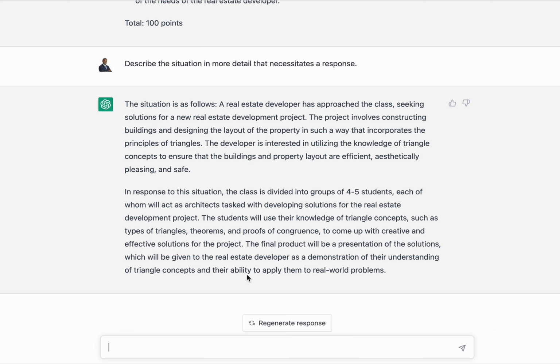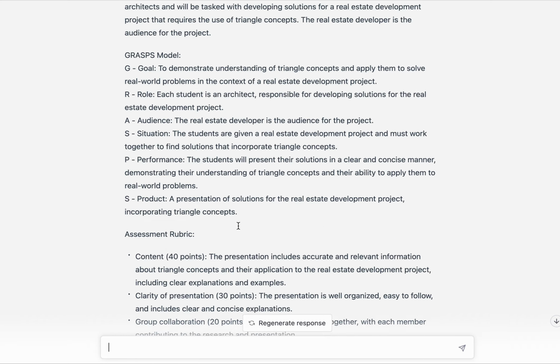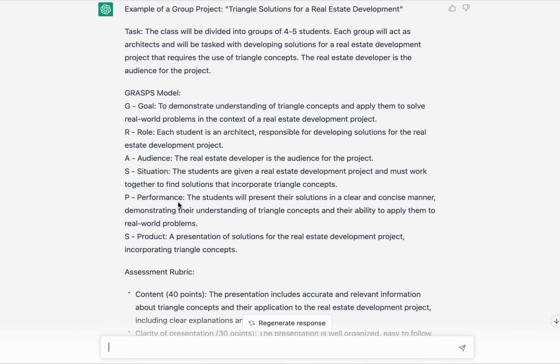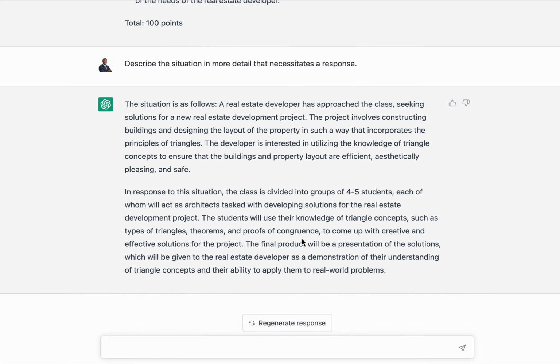And then they'll present this, and they could do this as groups, which is this was designed as a group project. And I have the graphs model, and as you can see, when we go to the product and the performance, everything is there now. We have a clear goal, and now we have a clear situation.